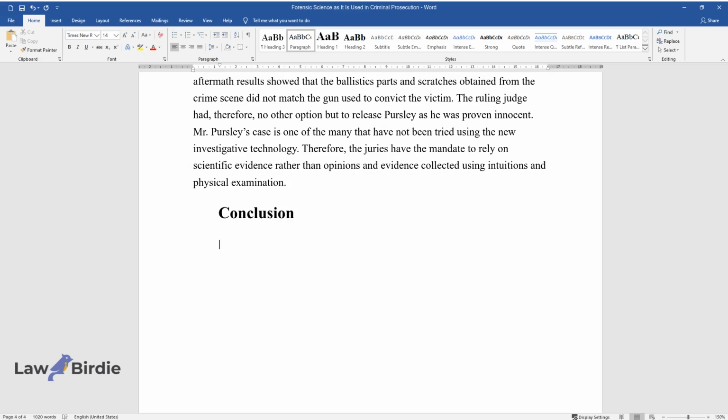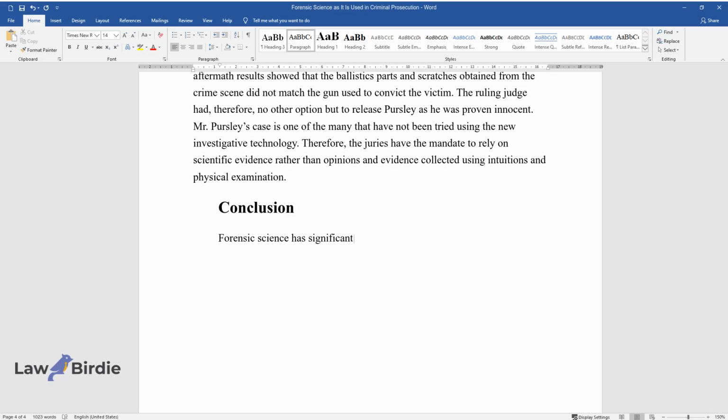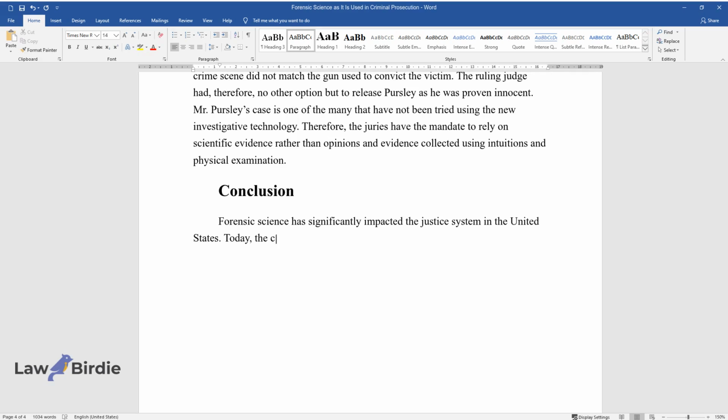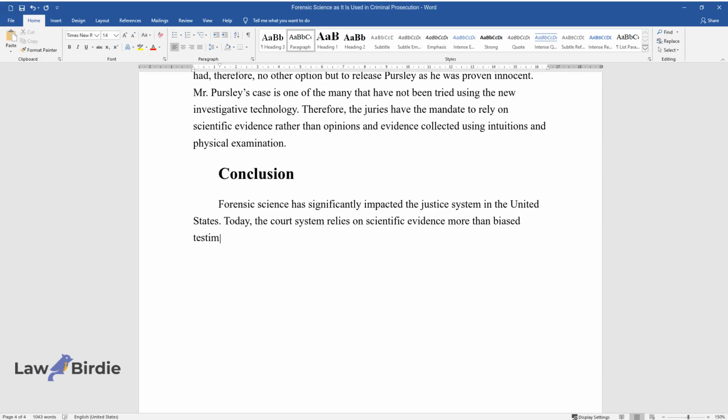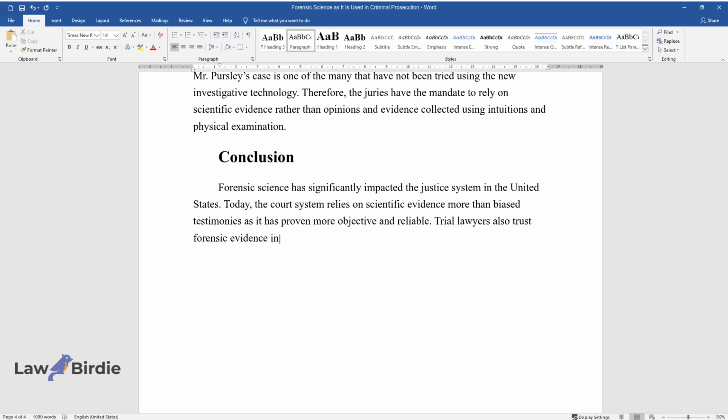Conclusion. Forensic science has significantly impacted the justice system in the United States. Today, the court system relies on scientific evidence more than biased testimonies, as it has proven more objective and reliable. Trial lawyers also trust forensic evidence in making points in courtrooms.